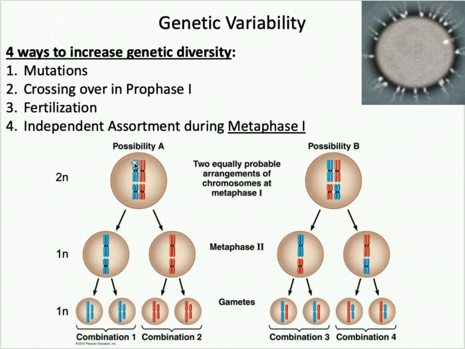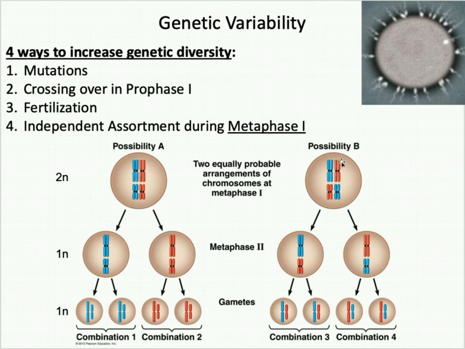So here, if we have dad chromosomes and mom chromosomes, in Metaphase 1, this is how they will line up. And then they're going to separate in Anaphase 1. And then this is how they will line up in Metaphase 2. And then in Anaphase 2, the sister chromatids will separate, and you get these haploid cells.